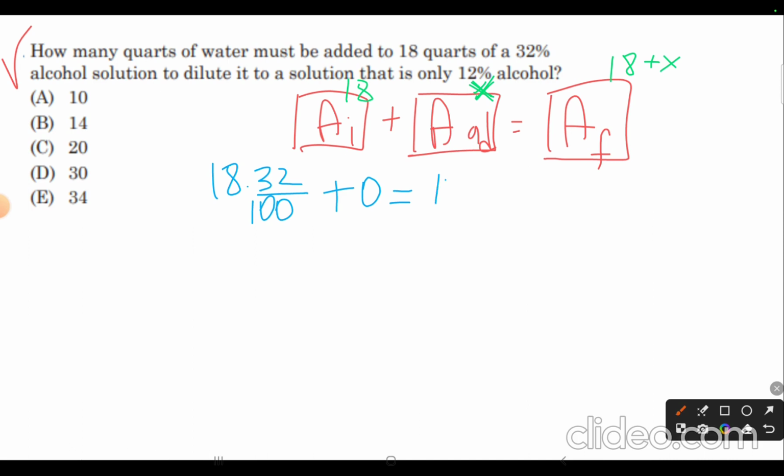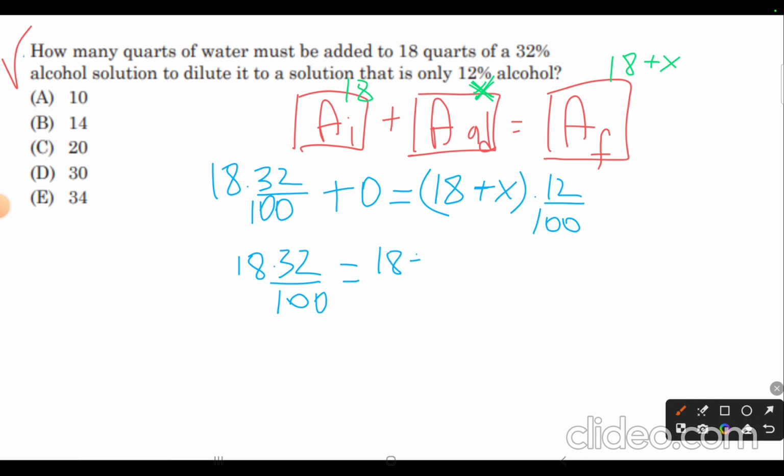So finally it is 18 plus x quarts, and it should be 12%. And it is logical because firstly it was 32% alcohol. We add some water and then it decreased. It became just 12% alcohol. Let's rewrite it. So we have 18 times 32 over 100. 0, we don't need it. And we have (18 plus x) times 12 over 100.